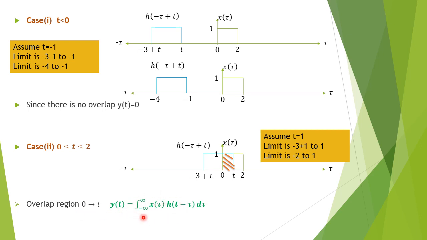y of t equal to, this is the convolution integral formula, integral minus infinity to infinity x of tau into h of t minus tau d tau. So here the limit is 0 to t. Therefore, y of t equal to integral 0 to t d tau. We have to integrate it, the integral of d tau is tau. Then we apply the limit 0 to t. So the answer is t. This is the answer for case 2.